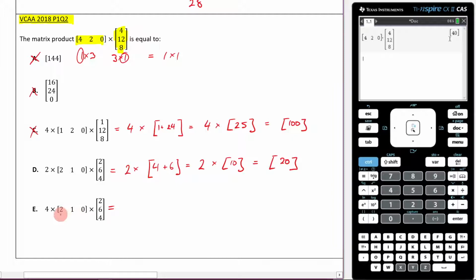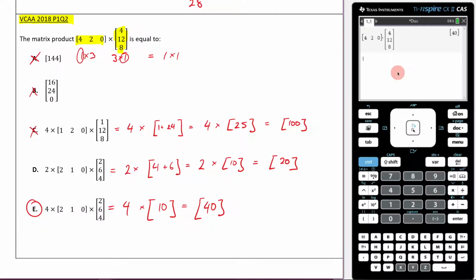Notice that this is the same as this, and this is the same as that. So that means we're going to get the same thing. This is going to be 10 here, but now we're timesing it by 4, and would you know, that's 40. So that means E is our answer. So it's very, very important that you understand how matrix multiplication works. The VCAA questions are trying to show you that they want you to understand how matrix multiplication works and not just rely on your calculator to do it.